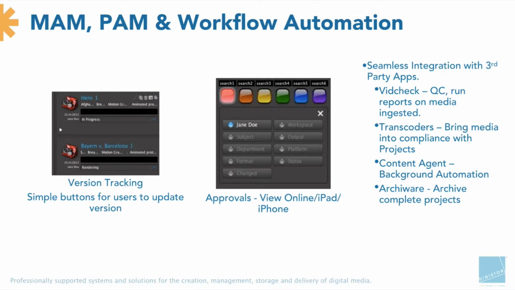FocalPoint Server has third-party support for VidCheck, which is QC, ContentAgent, Archiware for archive, and all sorts of transcoders. You can also use its own transcoder in the background if you want as well. What I did want to do was explain what a FocalPoint Server workflow would be like. So if you were starting a project, you agreed on what it was, you gave it its naming convention, the SAN was set up for all the media to be accessed into the correct point. You'd start off, I guess, with something like editorial.